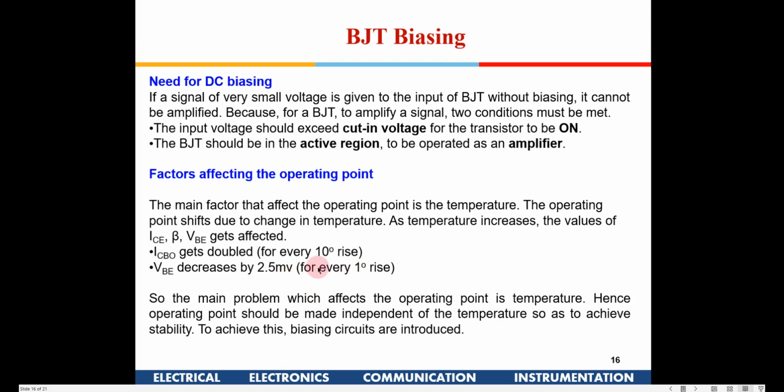Otherwise there could be thermal runaway. Similarly, the leakage current between the collector and the base keeps getting doubled for every 10-degree rise of temperature. So these issues have to be taken care of in the way we bias the transistor. So we'll see a few different biasing techniques and how they take care of these things.